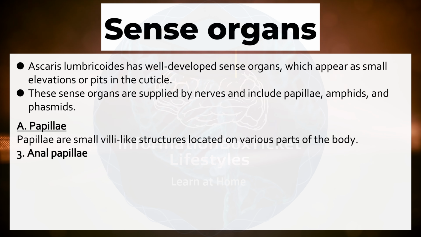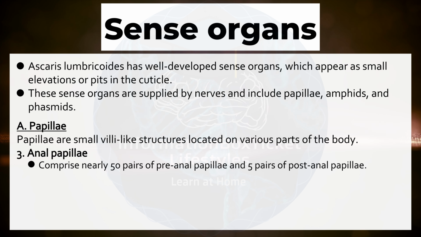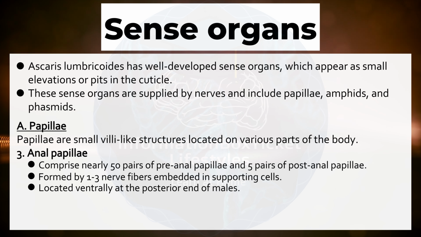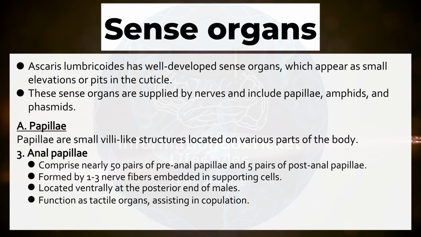Third, anal papillae comprise nearly 50 pairs of preanal papillae and 5 pairs of postanal papillae, formed by 1 to 3 nerve fibers embedded in supporting cells, located ventrally at the posterior end of males, and function as tactile organs, assisting in copulation.